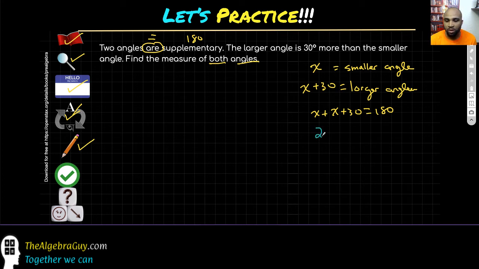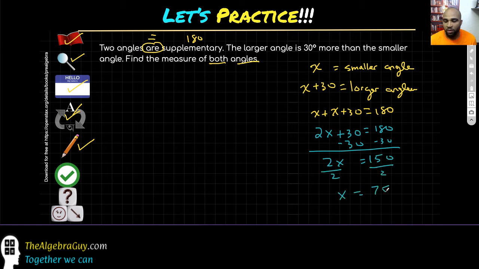X and x gives us 2x. And we're going to subtract 30. Gives us 2x equals 150. Dividing both sides by 2 leaves us with 75. So did we answer our question? Well, we solved it and we got an answer.